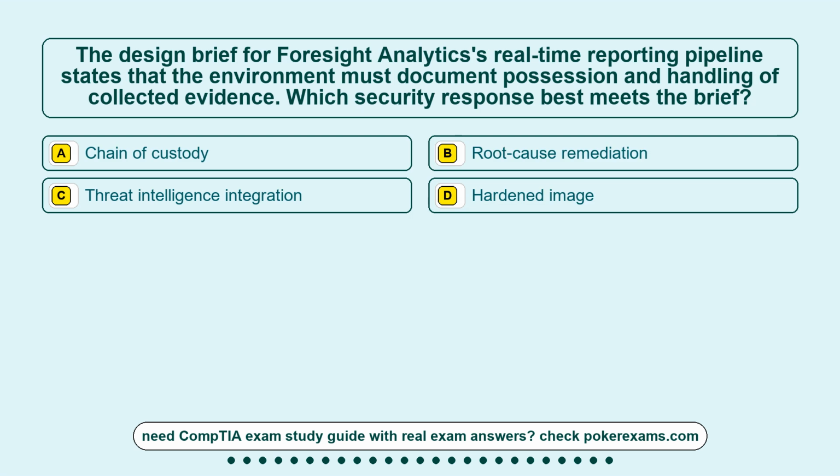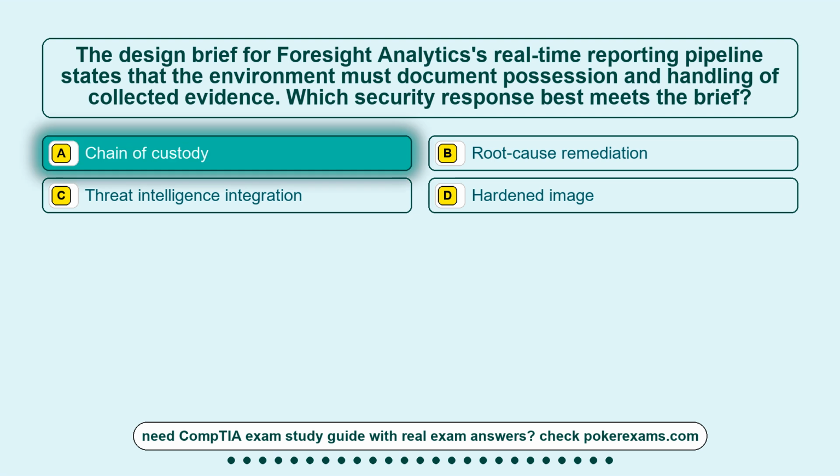Question 20. The design brief for Foresight Analytics' real-time reporting pipeline states that the environment must document possession and handling of collected evidence. Which security response best meets the brief? Option A, chain of custody. Option B, root-cause remediation. Option C, a threat intelligence integration. Option D, hardened image. The correct answer is option A, chain of custody.